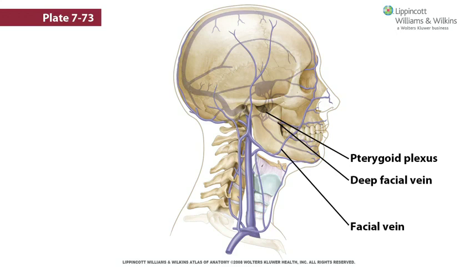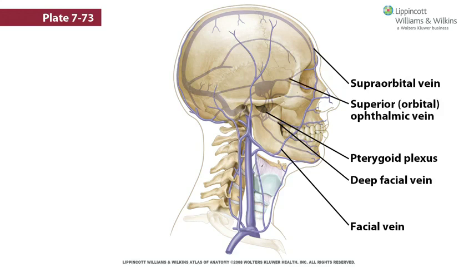Also, the facial vein anastomoses with the supraorbital vein, which may drain posteriorly through the orbit into the superior orbital vein, which drains into the cavernous sinus. An infection in the skin of the face may therefore potentially spread into the cranium.